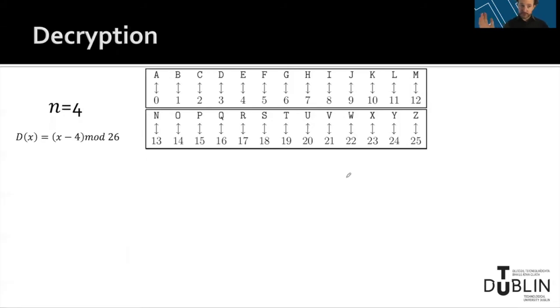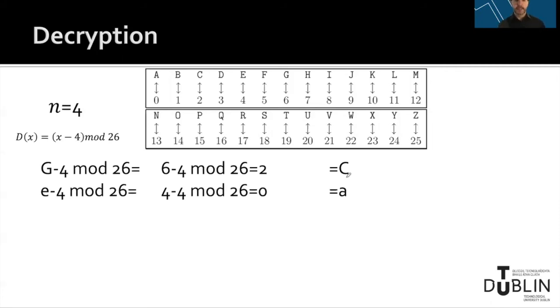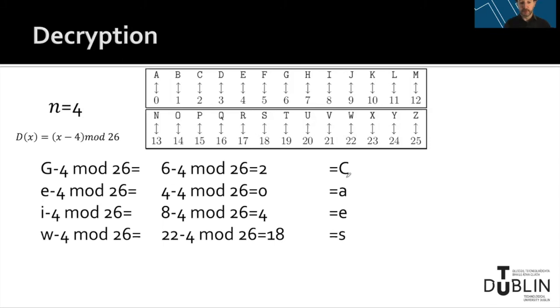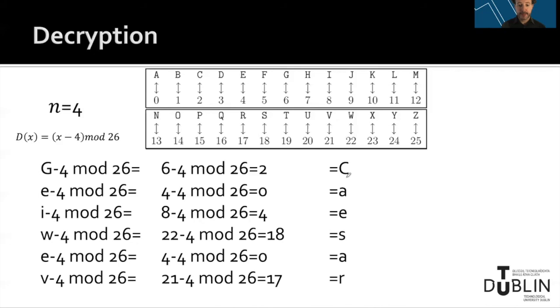And then to go backwards, you subtract. So G minus 4, 6 minus 4 is 2, which is C. E minus 4 is 0. I minus 4, 8 minus 4 is 4, is E. W minus 4, which is 22 minus 4, which is 18, which is S. E minus 4, which is 4 minus 4, which is A. And lastly, 21 minus 4, which is 17, which is R. Caesar. So that's just a 4 shift.